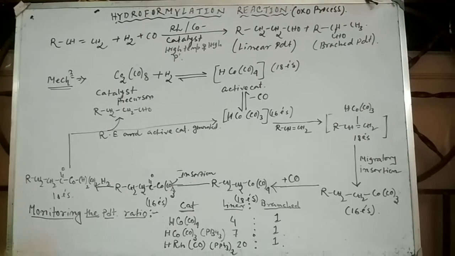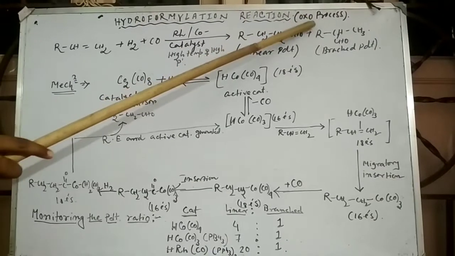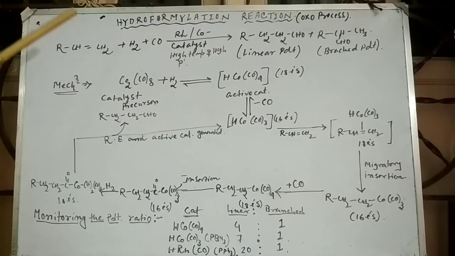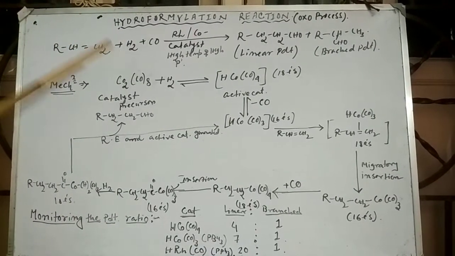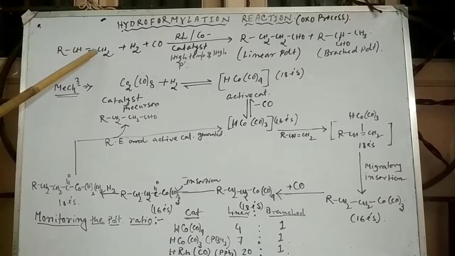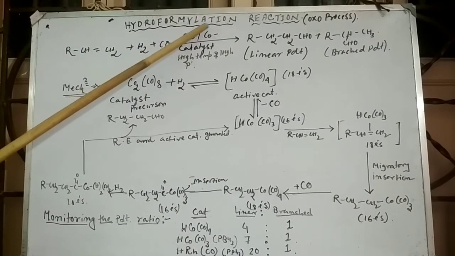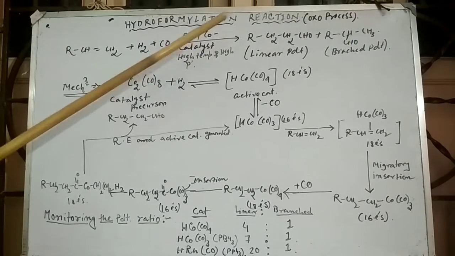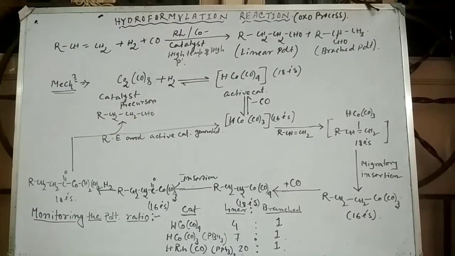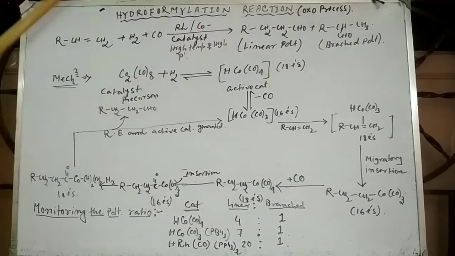I am discussing the hydroformylation reaction or oxo process. First of all, what is the hydroformylation reaction? With the addition of H2 and CO to the C=C double bond of an olefin in the presence of a rhodium or cobalt catalyst, an aldehyde is formed. This reaction is known as the hydroformylation reaction or oxo process.